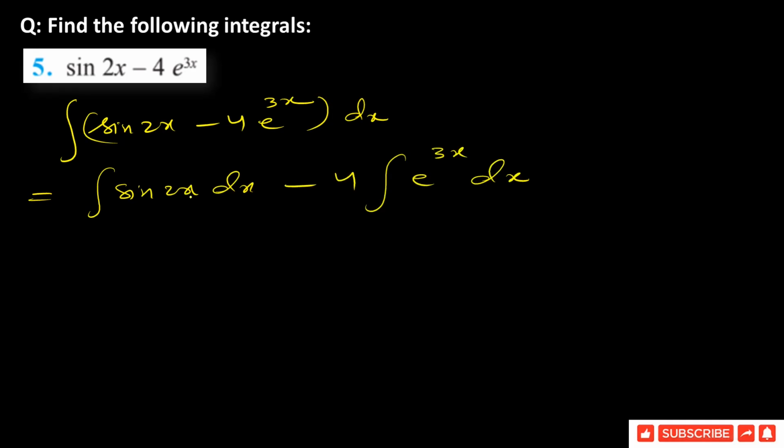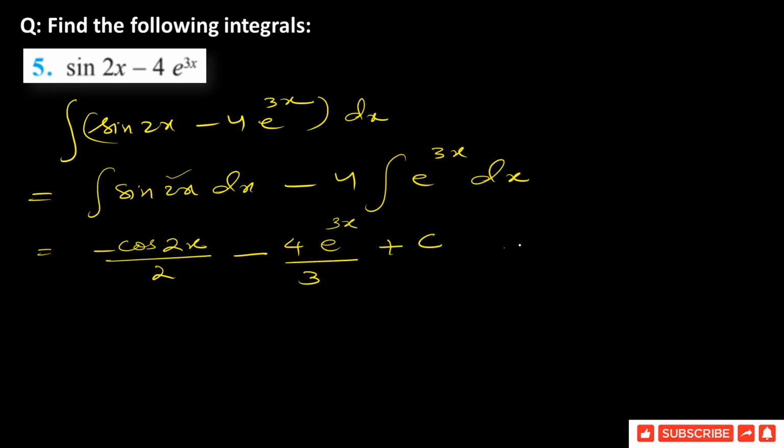To make it simpler, we don't write 1 by 2 here and then write 2 here. Simply we make our own method. Whenever you have sine of 2x, you may write here negative cos 2x upon 2. So whatever the number, it's the multiple of this variable, you write that in the denominator. Now minus 4 will become as it is and e power 3x over 3, as this 3 is the multiple of x, plus c.